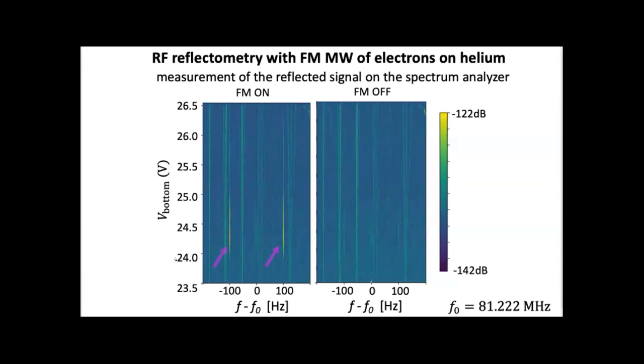So we swept the voltage applied to the bottom electrode, and we observed the signal 100 hertz away from the center frequency, 81.222 megahertz, and we saw this signal only when the voltage applied to the bottom electrode was tuned to the resonance with the 137 gigahertz microwave, and we didn't see any signal when the frequency modulation was off. So we were so happy that we could demonstrate our idea using many electrons on helium.